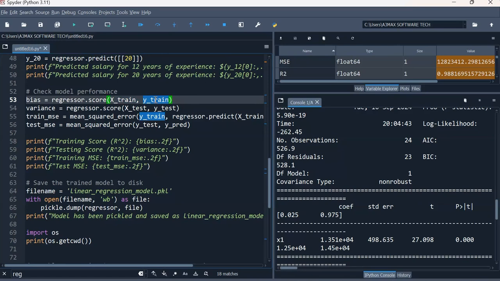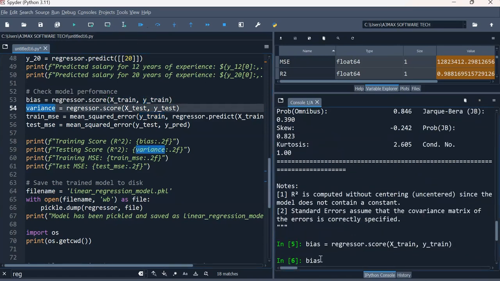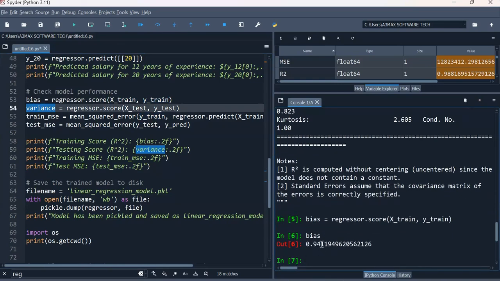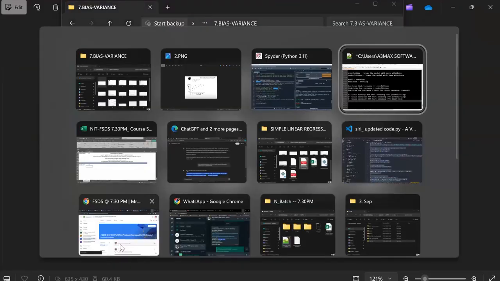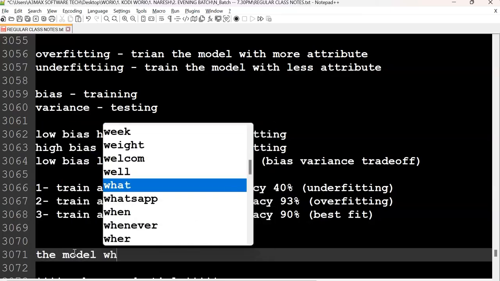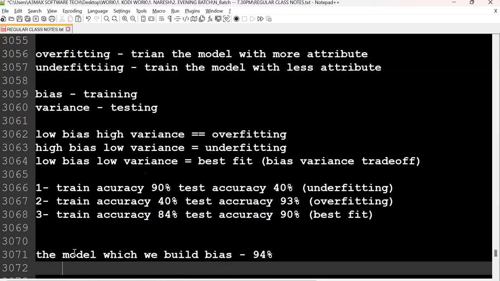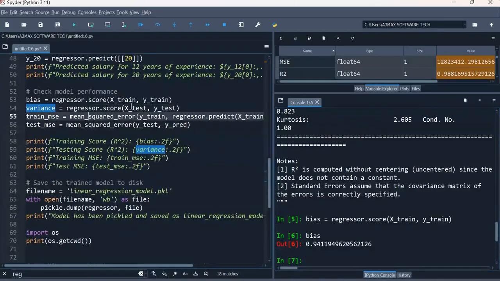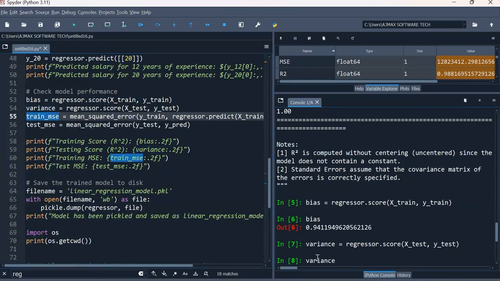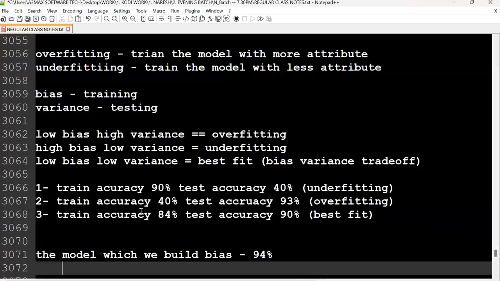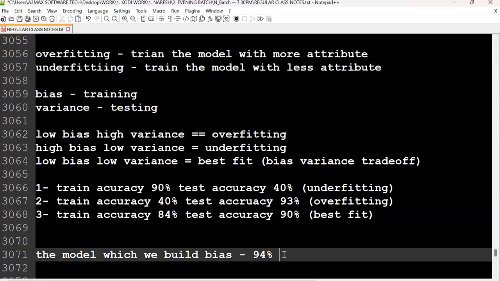Bias code. Now, can I go ahead and execute? What bias accuracy did I get? 94 or not? The model which we built has bias of 94 percent. Clear? And how do we get the variance code? Just go to variance line 54. Go ahead and execute. Now check variance: 98. Now can you tell me, bias is 94, variance is 98?